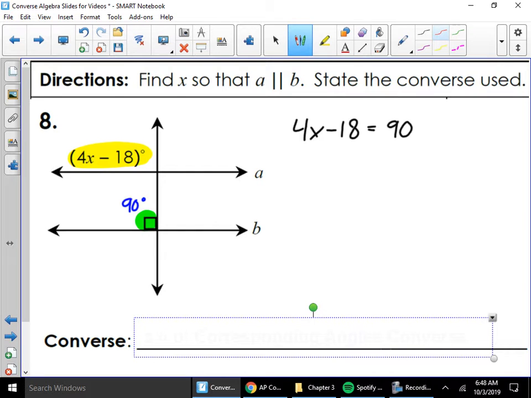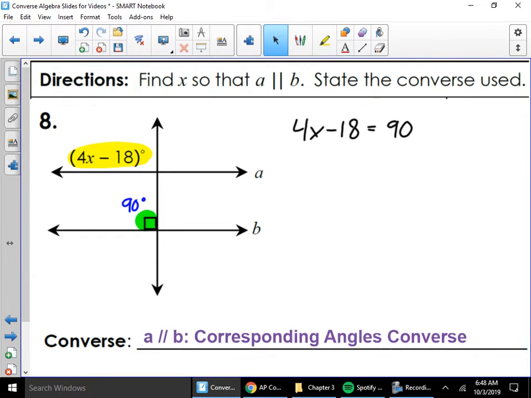The reason these two angles have to be equal, this is our corresponding angles converse. Corresponding angles need to be congruent or have equal measure in order for the lines to be parallel. So once you know what that tick mark is, number 8's a really quick problem because it's just a two-step equation. We can add 18 to both sides. That's going to leave us with 4x on the left, and we're going to have 108 on the right.